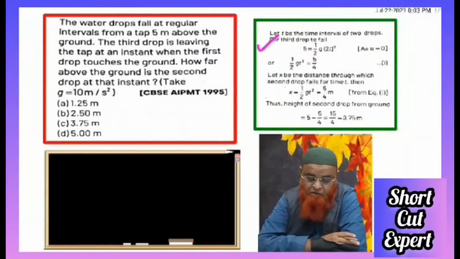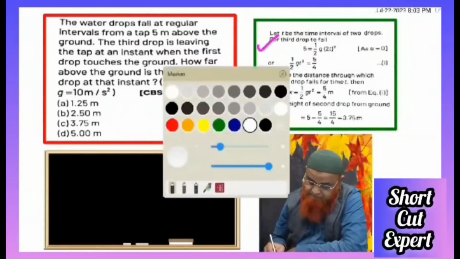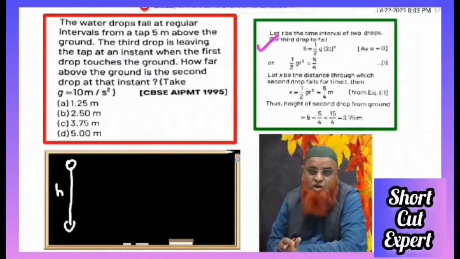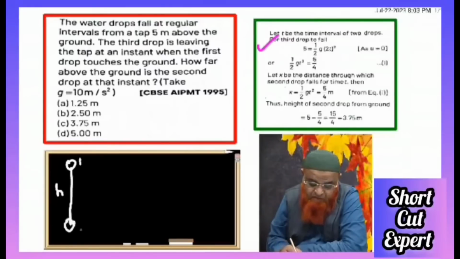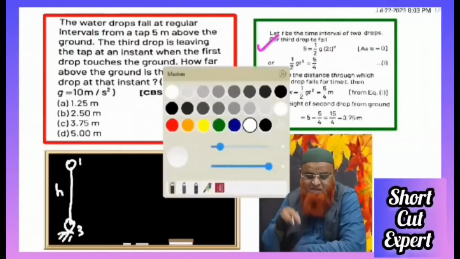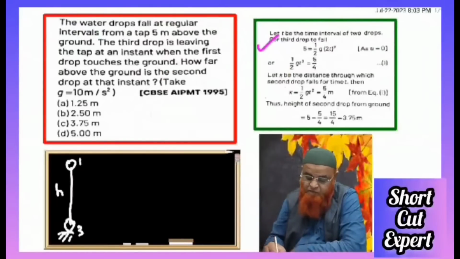So how can you solve this problem? It is said here that a ball, when it is dropped from a certain height, means drops are there, water drops are there. So what is it telling here now? When the first drop is about to fall, the third drop is just touching the ground. That is the meaning of this question here, isn't it?